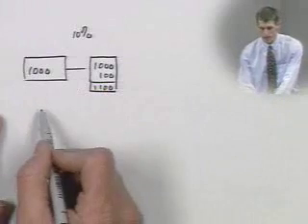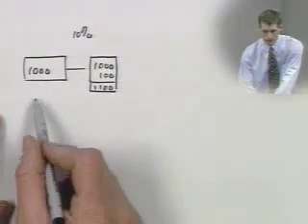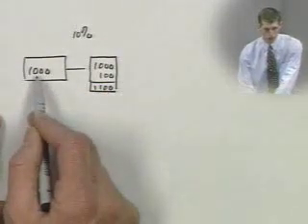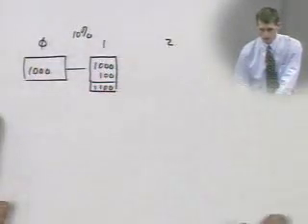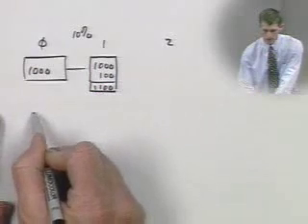Now, terminology. The amount in period 0, so we'll call this period 0, this being period 1, period 2 coming up over here, is called the present value.